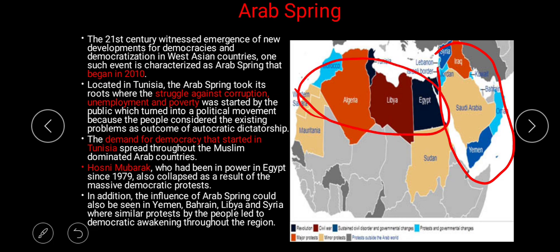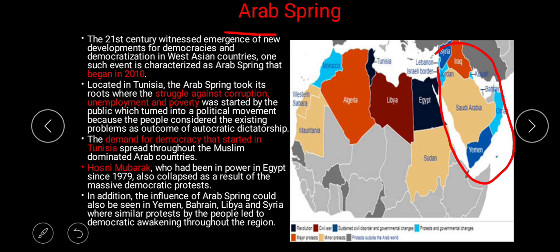I think you are understanding this topic. So the North African countries are also part of the Arab world. Why are they called the Arab world? Because most of these countries are Muslim dominated countries. Predominantly they follow the Islam religion. So that is why they share a commonality among themselves.